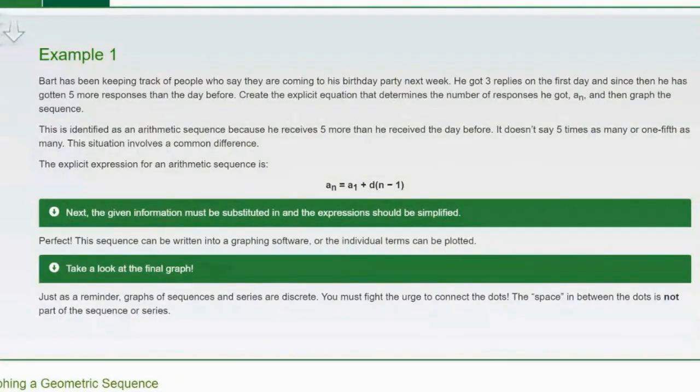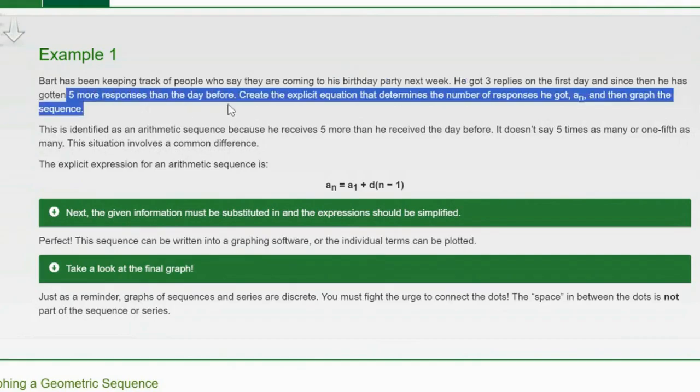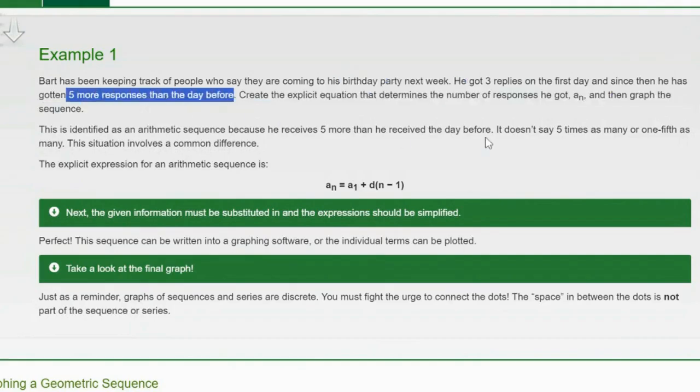Here's the first one. Bart has been keeping track of people who say they're coming to his birthday party next week. Yay, he got 3 replies on the first day. And since then, he's gotten 5 more responses than the day before. So we got 3 the first day, then he got 8 the second day, 13 the day after that. So create an explicit equation that determines the number of responses he got, A sub n, and graph it.